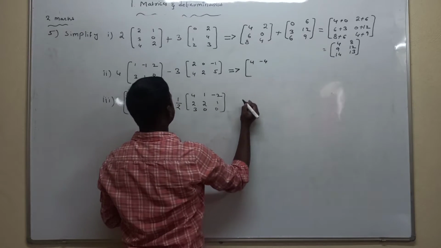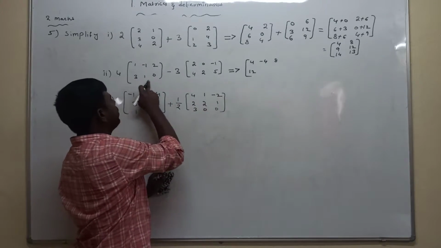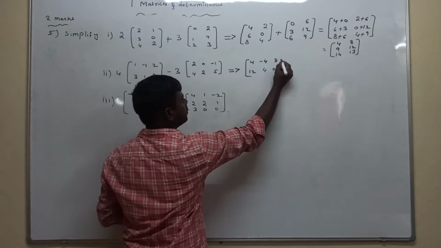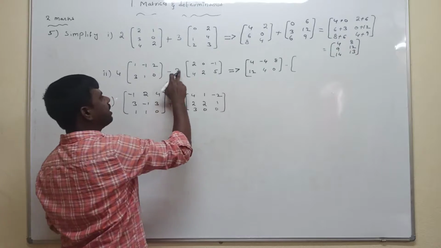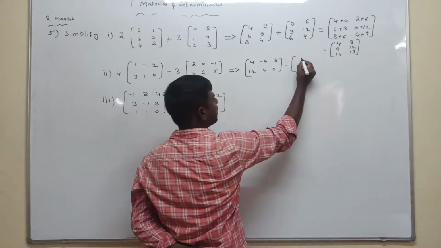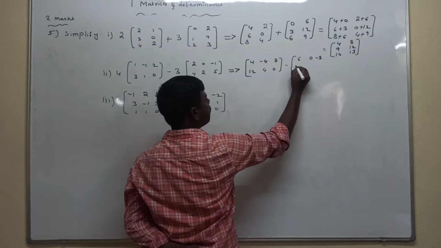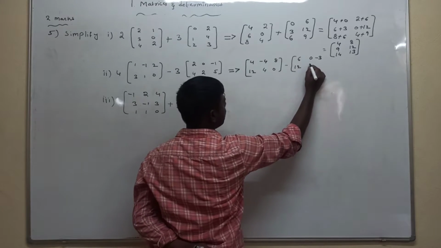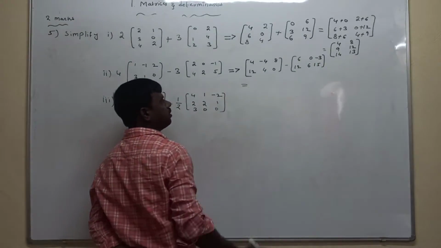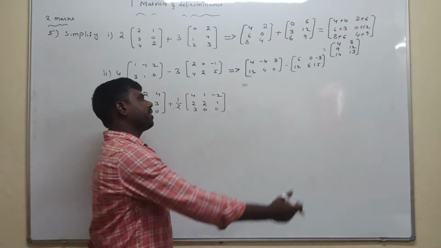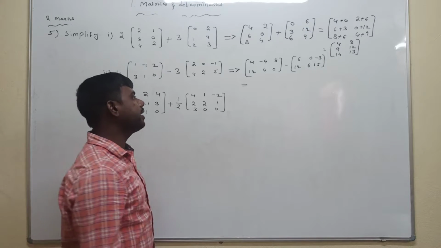4 into minus 1 is minus 4. 4 into 2 is 8. 4 into 3 is 12. 4 into 1 is 4. 4 into 0 is 0. After that, the symbol is negative. After that, each element is multiplied with 3. 3 2s are 6. 3 into 0 is 0. 3 into minus 3 is minus 9. 3 4s are 12. 3 2s are 6. 3 5s are 15. After that, we subtract corresponding elements because the given symbol is negative. That's why we are subtracting corresponding elements.